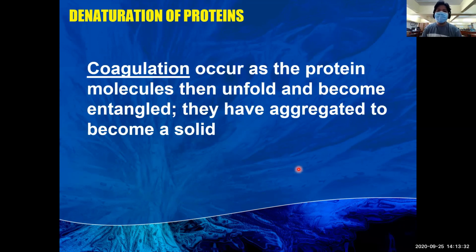Coagulation occurs as the protein molecules unfold and become entangled. So they have aggregated to become a solid. Once they are disorganized, there will come a time that they will also do coagulation. Once they coagulate, they will become more of a solid shape. It can no longer be changed, or it becomes difficult for it to bind.